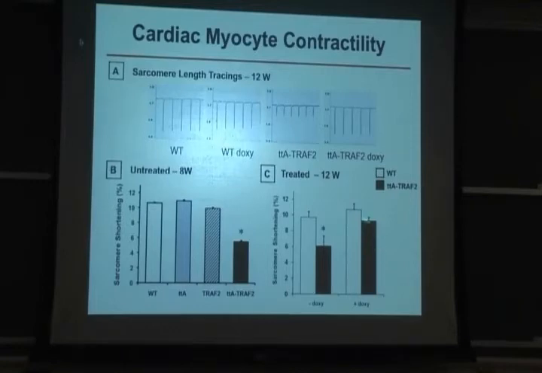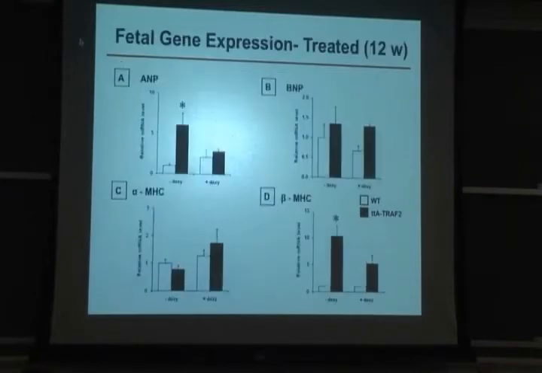Again, these are just group data here showing that there's depressed function at 12 weeks and that you can completely reverse it. And we talked a little bit about fetal gene expression. So there's a molecule known as ANP, atrial natriuretic peptide, and BNP, B-type natriuretic peptide. Both of these are signature genes for the fetal gene program. In the heart failure model, they activate, and you can actually turn the transgene off by giving the doxycycline.